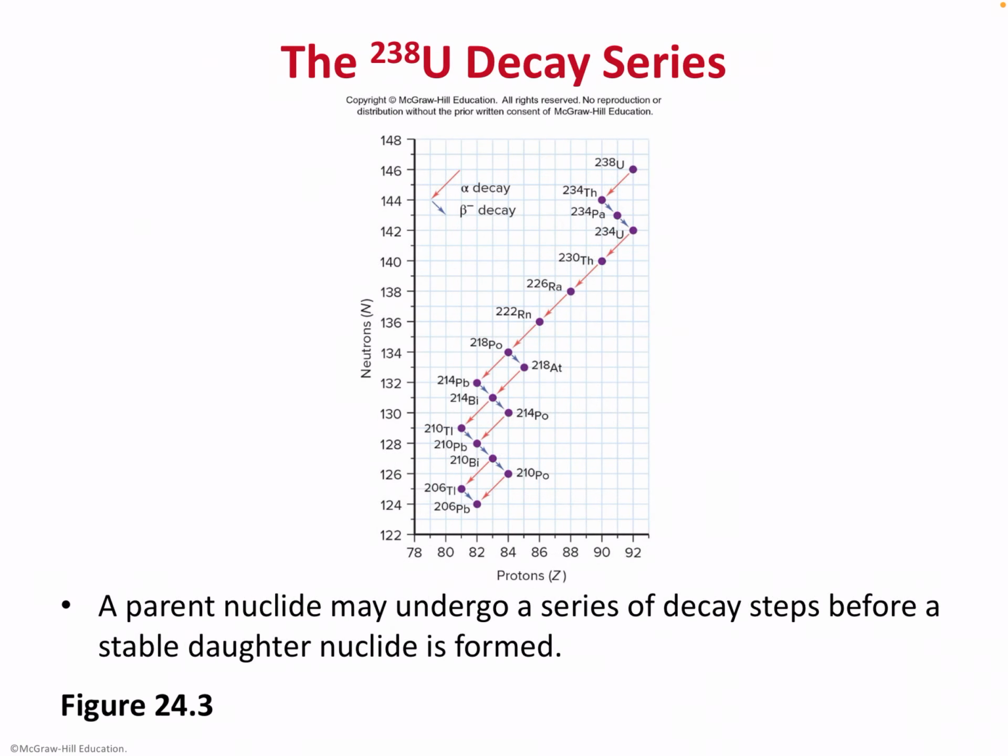Okay. So this graph shows us the uranium-238 decay series. Uranium is 92, pretty unstable, greater than 83. So it will go through a series of decay steps until it reaches a stable nuclide. Now where does it end? It ends at lead. That's the daughter nuclide. A parent nuclide may undergo a series of decay steps before a stable daughter nuclide is formed.